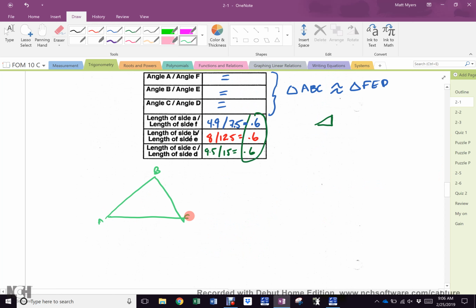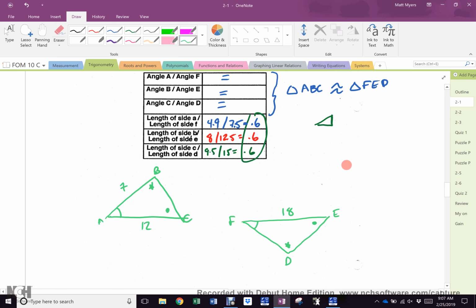A, B, C. That is 7. That is 12. And then I come over here. F, E, D. And I'm going to make that angle with an arc, that angle with a star, and that angle with a circle. And this I'm going to say is 18.